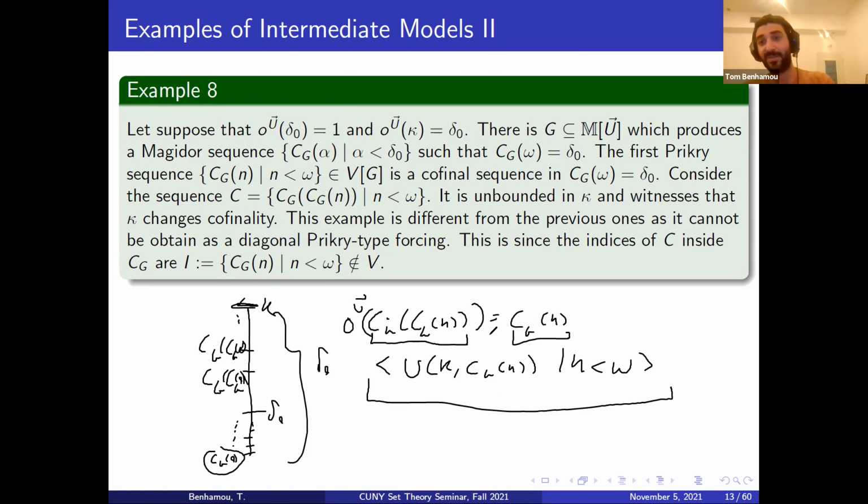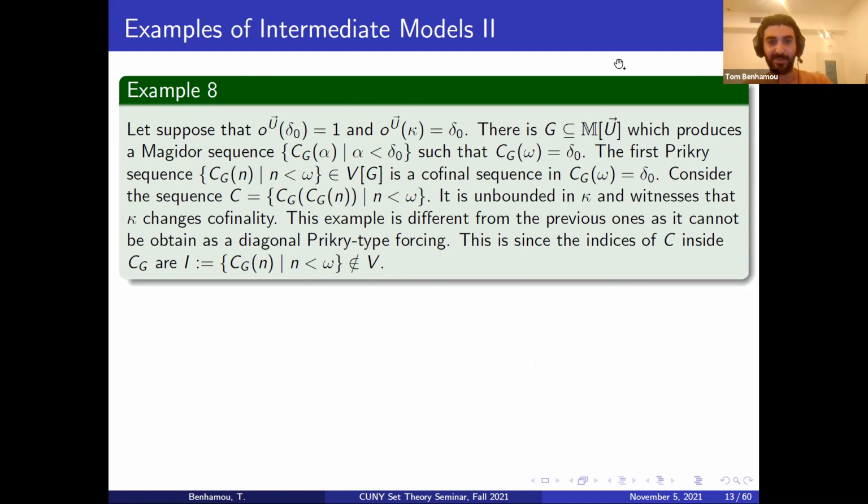But now, how does it differ from the previous example? The sequence of measures is not in V. Exactly. So the sequence of measures is not in V. So what kind of extension is it? It's a two-step iteration. The first step would be Prikry forcing on CG omega. And the second part would be a diagonal Prikry forcing with the indices which are the Prikry sequence from the first part. Okay. So these are two different things. Okay, let's continue to the next example.